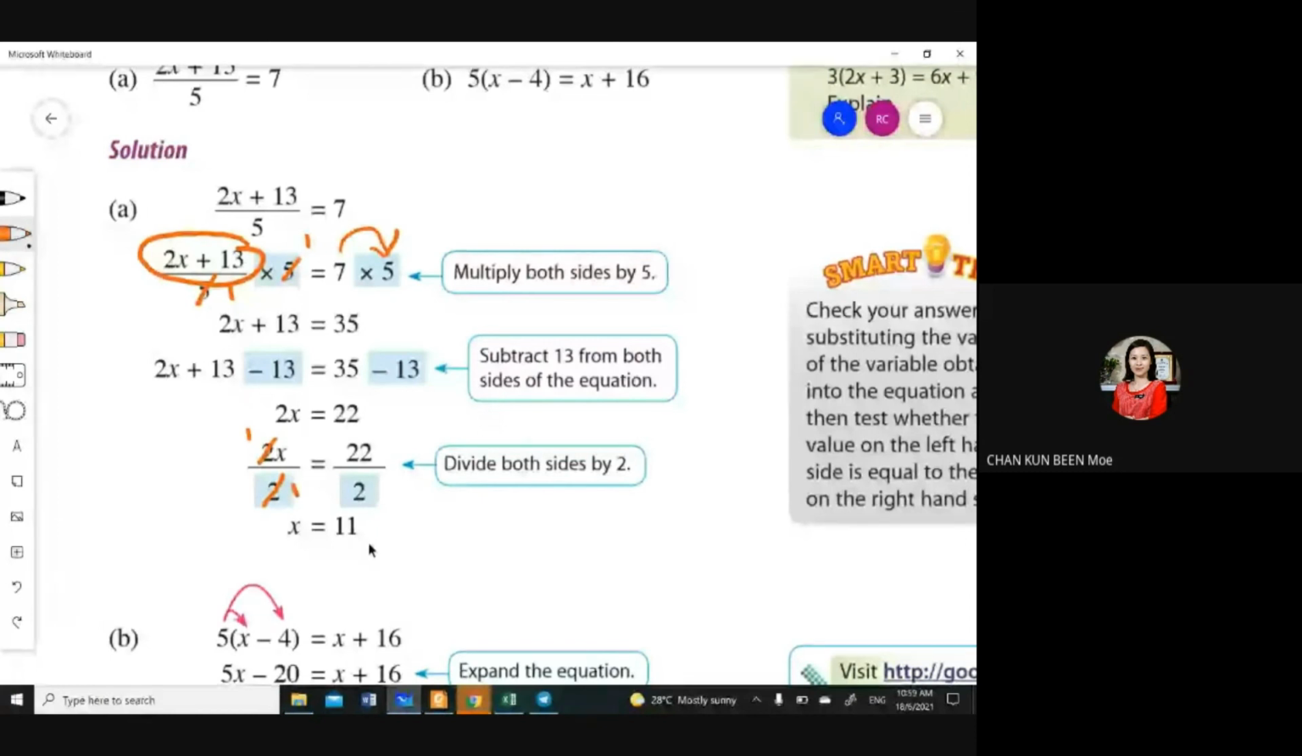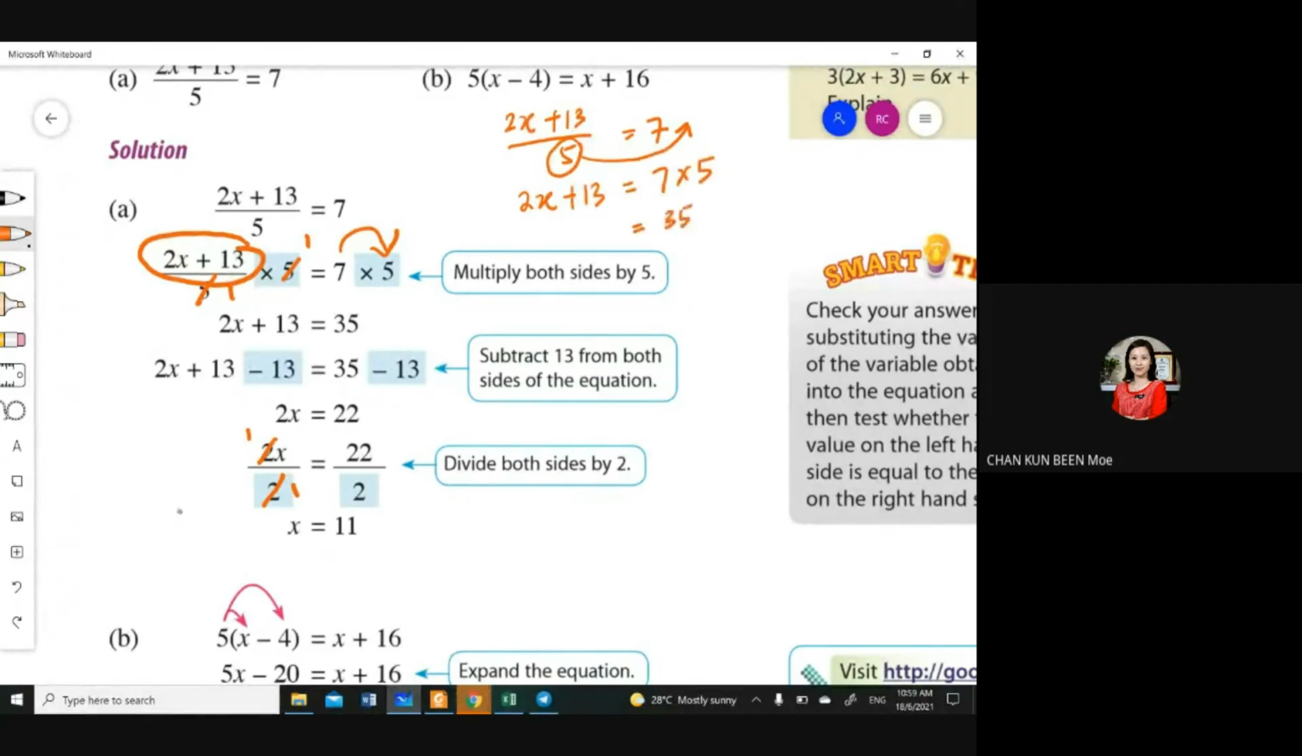Or, if you don't want to do it both sides like this, I always teach my student a simple way, whereby when you have 2x plus 13 over 5 equal to 7, I'm just going to move this to the right. Divide by 5 becomes multiply by 5. So it will be 2x plus 13 equal to 7 times 5. Okay, so 7 times 5 is 35.